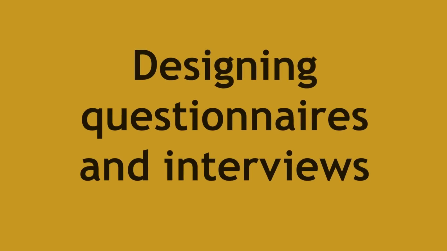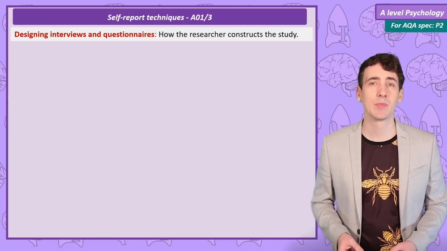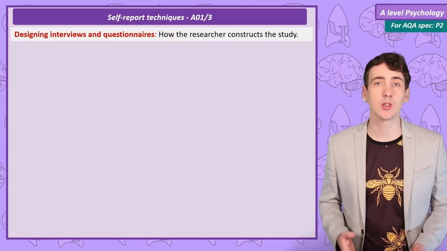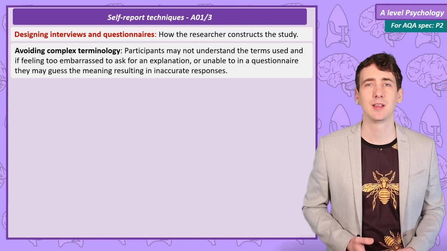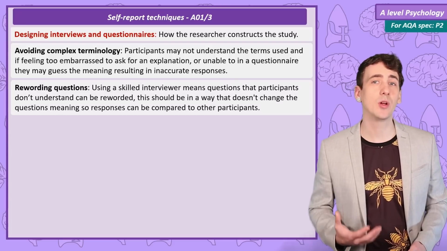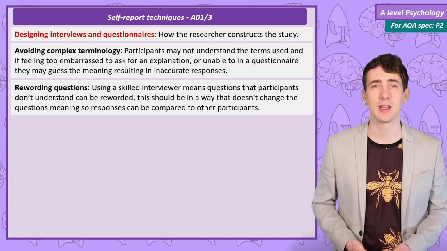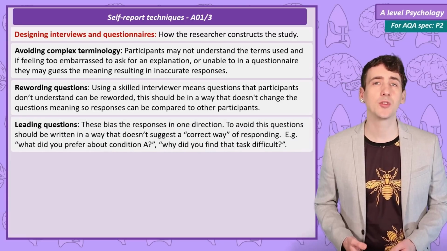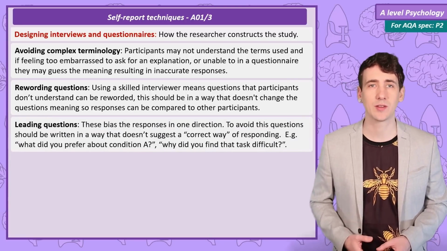Designing questionnaires and interviews. When deciding on questions, the researcher needs to make sure they're clear. So, for example, they might try to avoid complex scientific terminology that the participants may not understand. In an interview, the interviewer can reword the question to make it more understandable, but that, of course, is not possible for questionnaires. The researcher also needs to be careful not to use biased questions, otherwise known as leading questions.